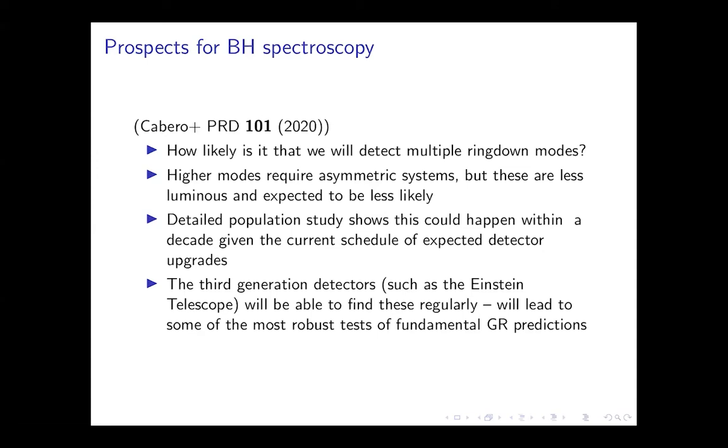And this study showed that you have to wait at least for the next, I would say, 10 years. But the expectation is that by the time you reach the Einstein Telescope with the third generation of detectors, you will be able to find such signals reasonably regularly. And if this test of GR works out, then this will lead to a robust test of fundamental GR predictions.